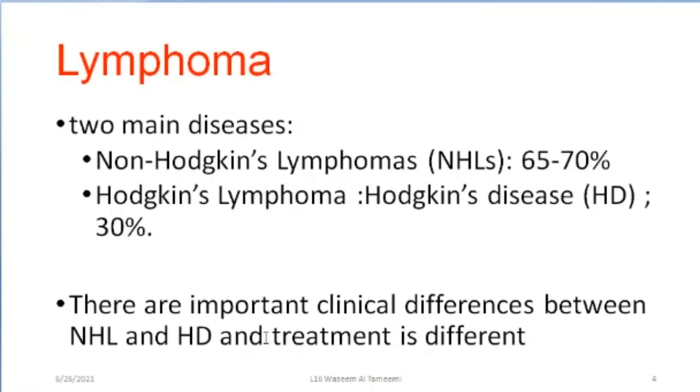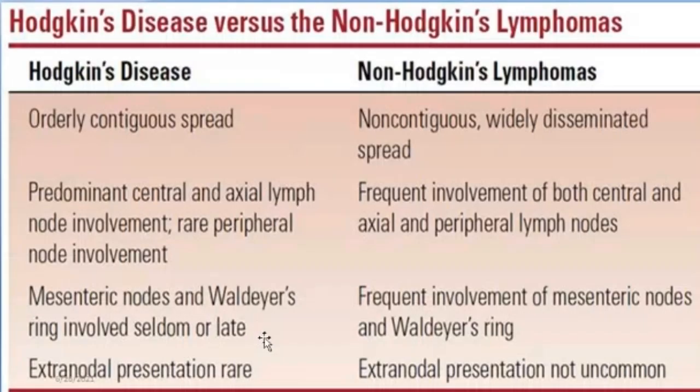We start with the clinical differences, then of course the histopathological differences, then the immunophenotypic differences. The importance is that prognosis differs, treatment differs, and outcome differs. Clinically, the differences between Hodgkin disease and non-Hodgkin lymphoma are simplified by this table.